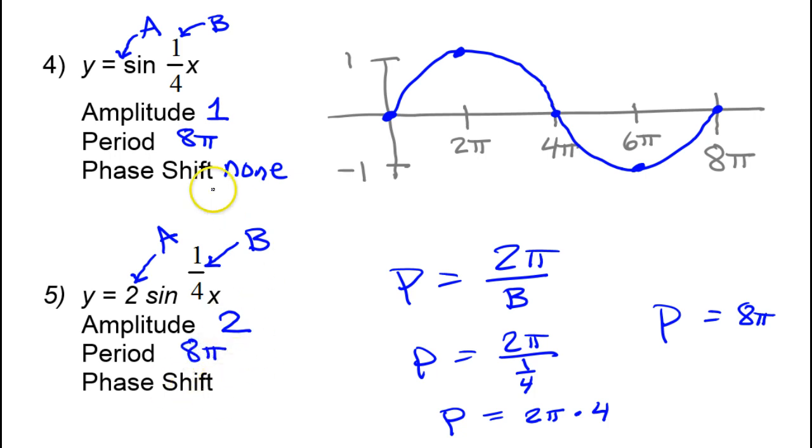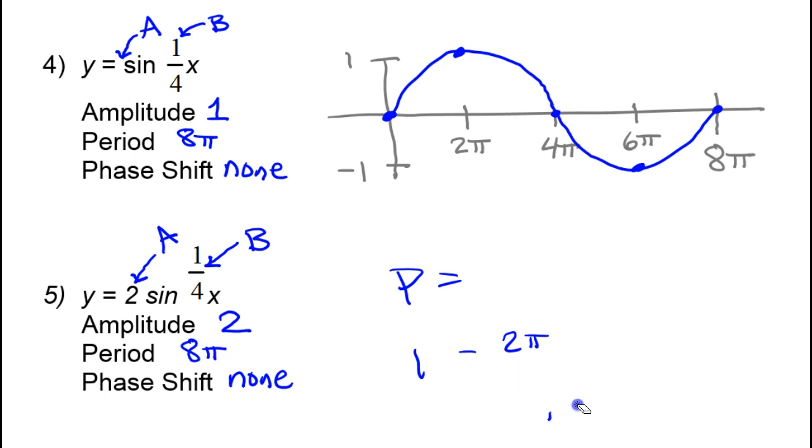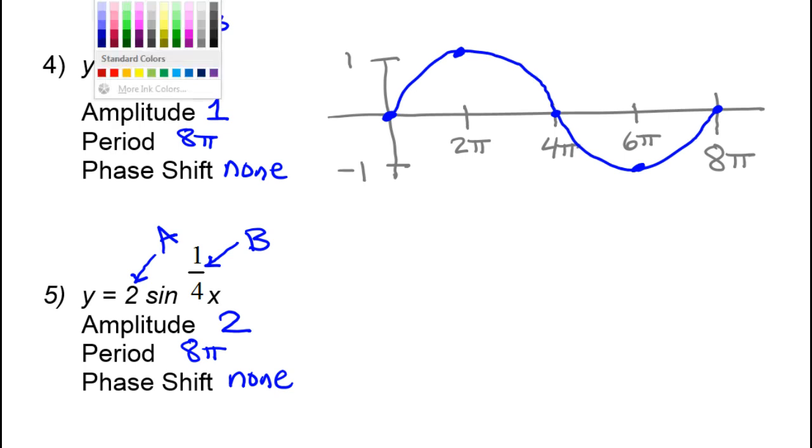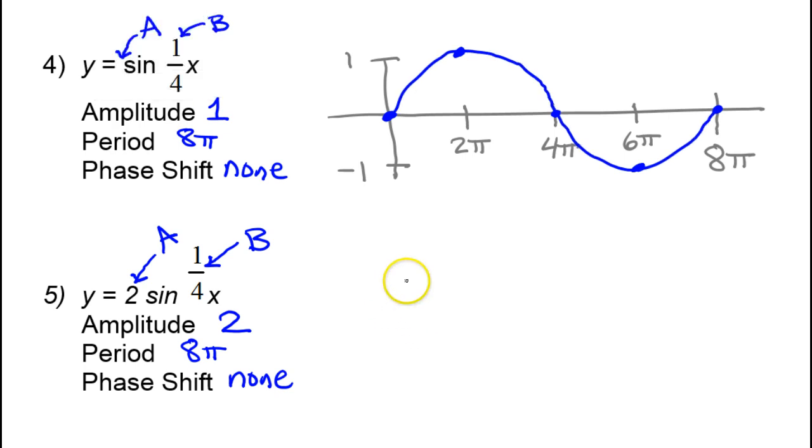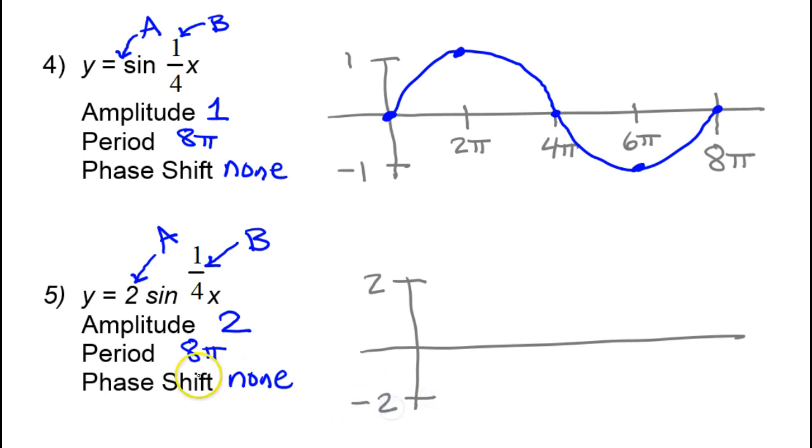There is no phase shift because nothing is being added or subtracted on the end. So we will just put none. All right, now we should be ready to draw the sketch. Easy peasy lemon squeezy. Since amplitude is 2, that means it's going to go up to 2 and down to -2. Since the period is 8 pi, this will be 8 pi.